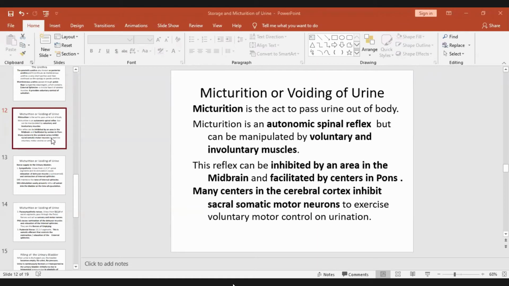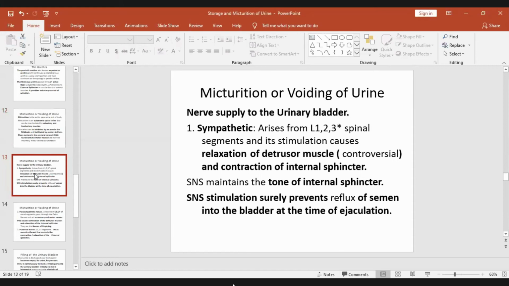The next one is the nerve supply to the urinary bladder. Please try to remember this one. This is quite an important one. Sympathetic supply arises from L1 and L2, lumbar 1 and lumbar 2. Some books write it is lumbar 3 as well. Spinal segment, and its stimulation causes relaxation of the bladder muscles.